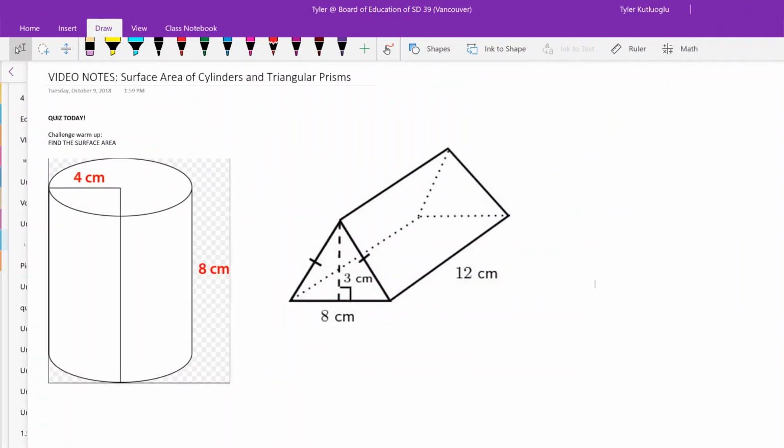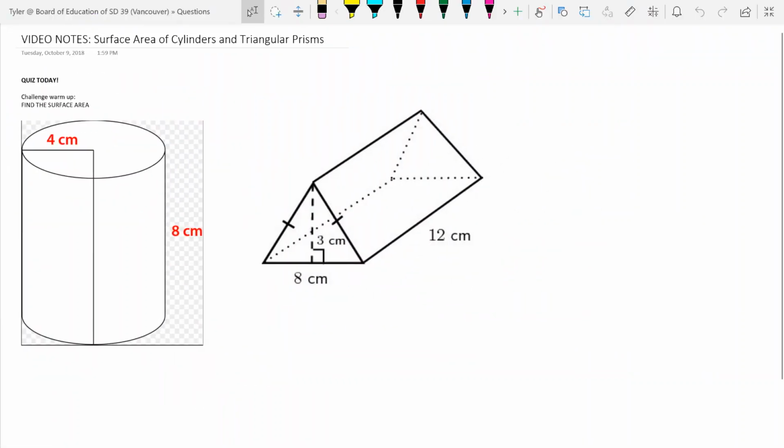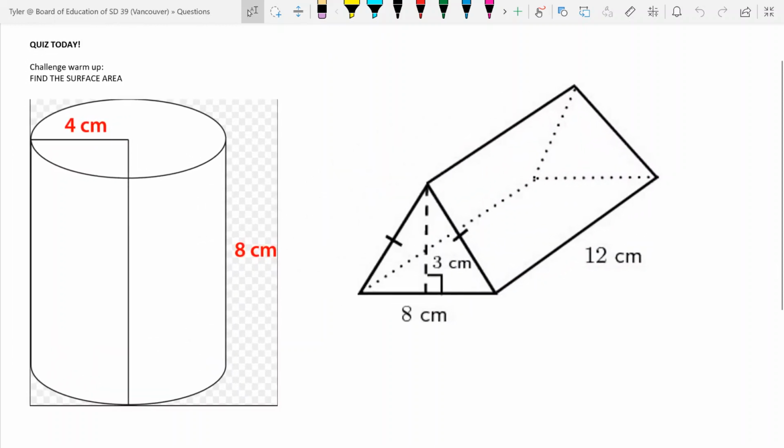All right, so last class we talked about surface area in different shapes. Look at these two shapes for a sec and try to figure out why we can't just do surface area right away. The reason is we're missing information. If we were going to do the surface area of this one, we have the height, great, we have the radius, cool, but we don't know the circumference, that distance around the circle. We have to figure it out.